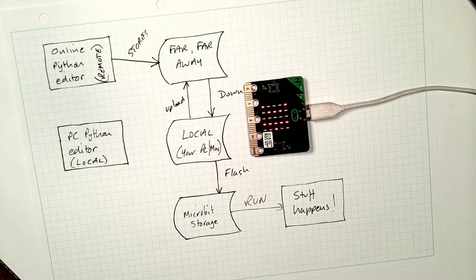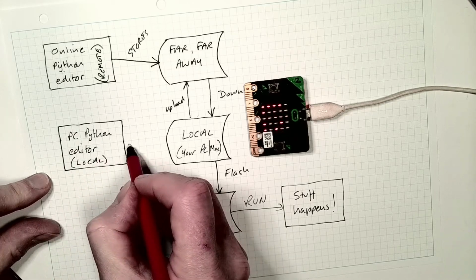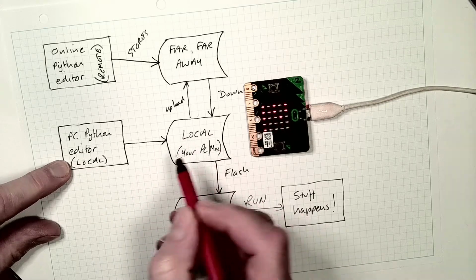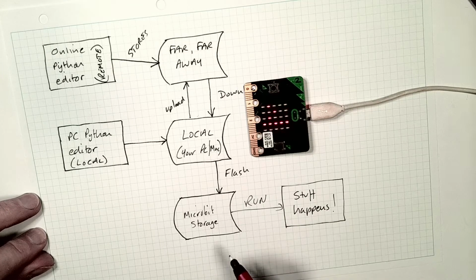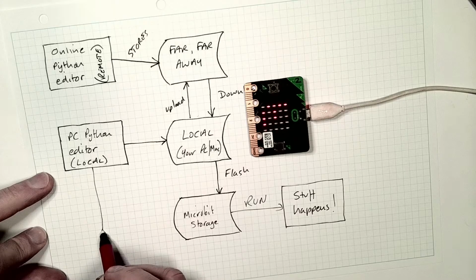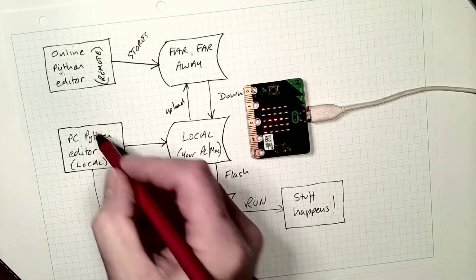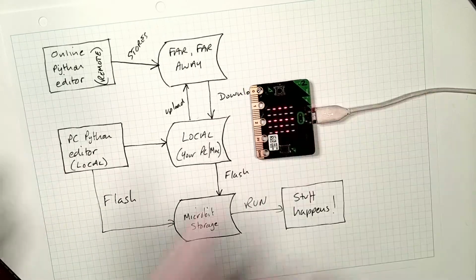Okay, so let's have another look at a different process. The next process we're going to look at is when we use an editor that is on our local computer. So it will just automatically save the data to our local PC. And it saves it there if we want to, but it can also directly flash. So you can directly flash from the interface, and that's what we're going to do next.